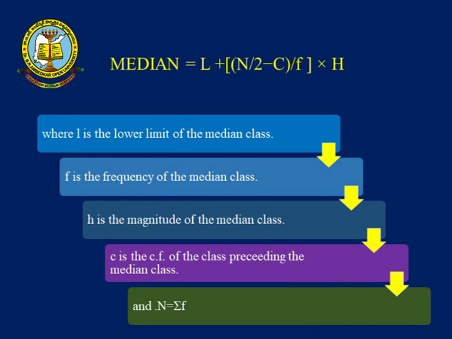L is the lower limit of the median class. F is the frequency of the median class. Next, h is the magnitude of the median class, or the length of the class interval. C is the cumulative frequency of the class preceding the median class, and capital N is equal to the sum of the frequencies, denoted by summation f.